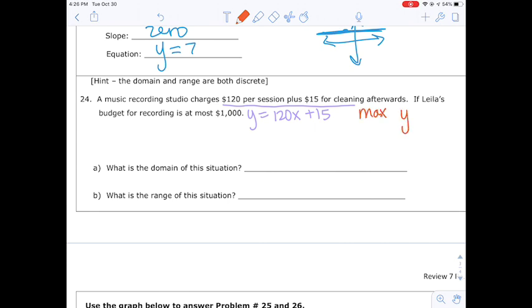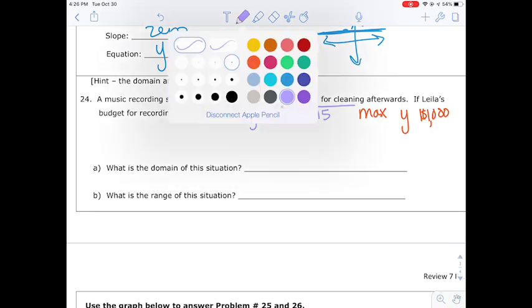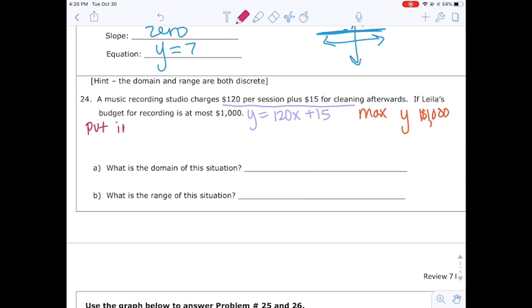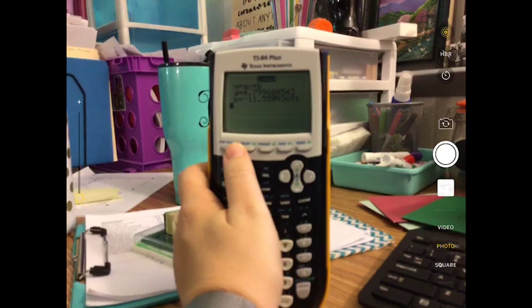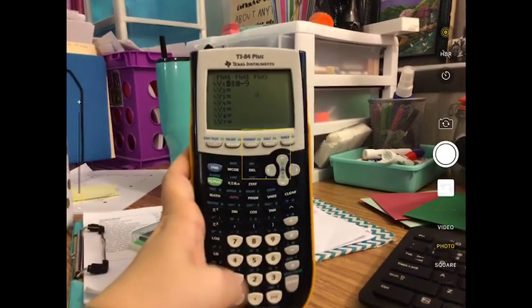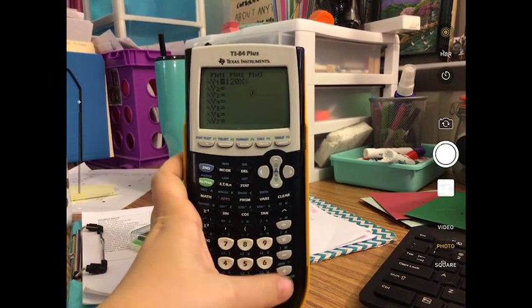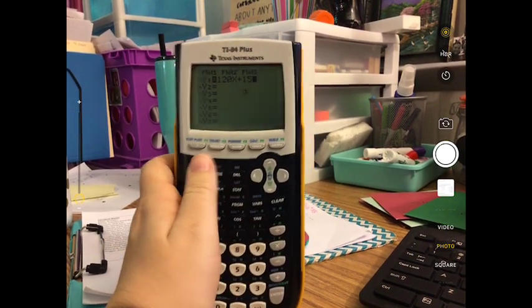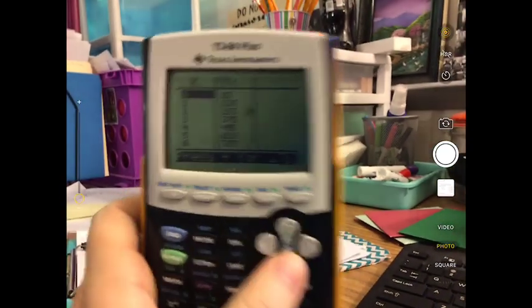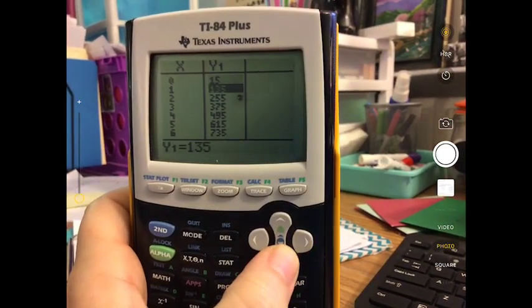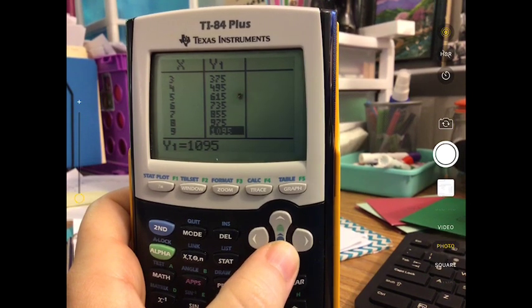Then I know I have a max y of $1,000. I can't spend, or she can't spend, over $1,000. So what I'm going to do is put this into y equals and look at where my y value equals or is greater than $1,000, because then I know that's the most amount of money I can spend. So in y equals, I'm going to type 120x, remember it's the one right by alpha, plus 15. I'm going to go second table, and I'm going to scoot in so you can see the table a little better. I am looking for a max money of $1,000.